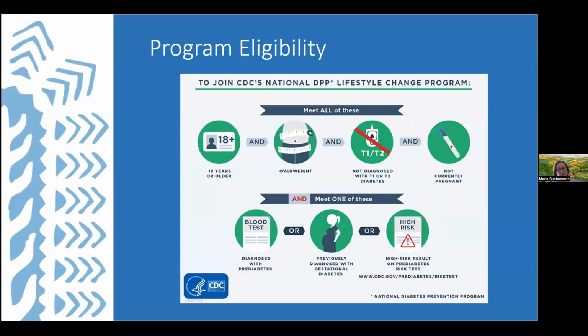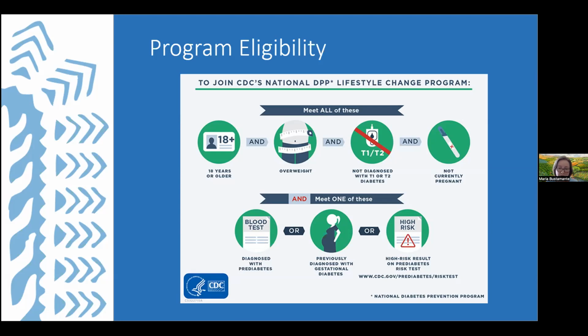For program eligibility to participate in a CDC-recognized lifestyle change program, you need all of the 4 requirements. You need to be over 18 as a patient or participant. You need to be overweight according to your BMI, so a BMI of 25 or higher, or 23 or higher for Asian Americans. Not be previously diagnosed with diabetes, and not be pregnant.